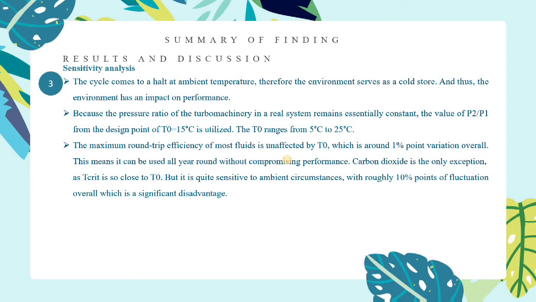The maximum round trip efficiency of most fluids is unaffected by T0, with around 1 percentage point variation overall, which means it can be used all year round without compromising performance. Carbon dioxide is the only exception, as T critical is close to T0, so it is quite sensitive to ambient circumstances, with roughly 10 points of fluctuation overall, which is a significant disadvantage.